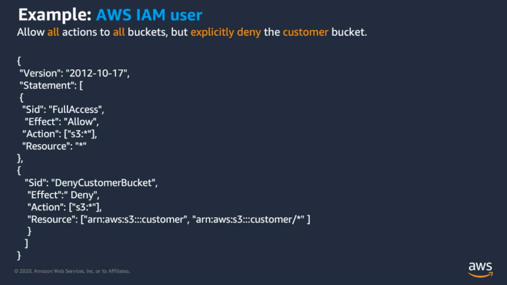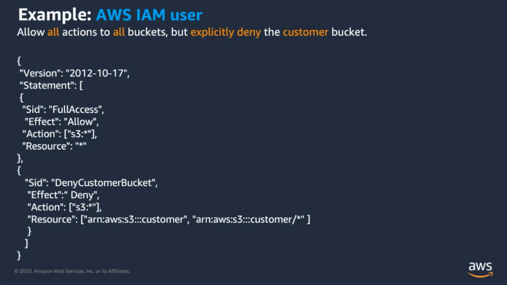Now here's another example. In this example, we allow all actions to all buckets, but we explicitly deny access to one bucket called customer. We again have our version and our statement. In our statement, we have a SID of full access. Our effect is allow, our action is s3:*, and our resource is star.